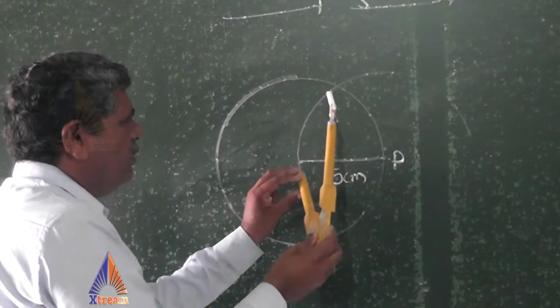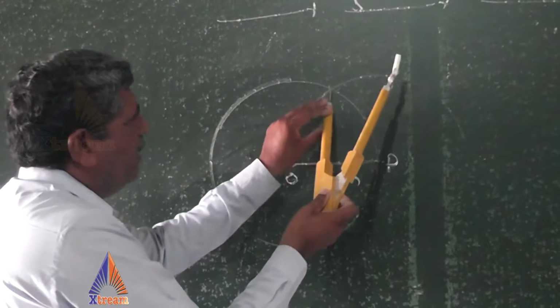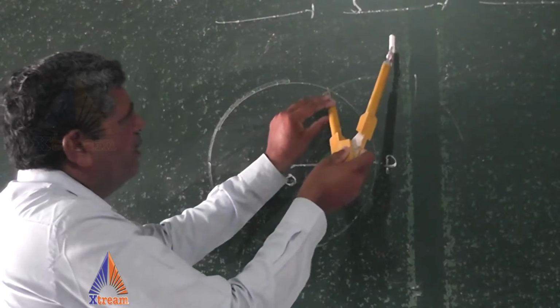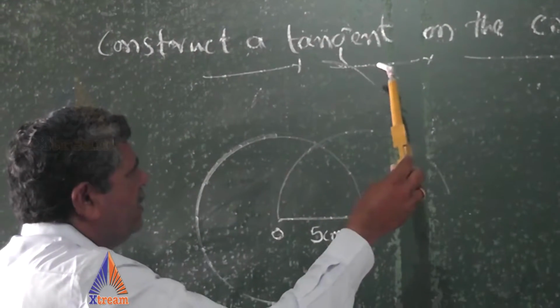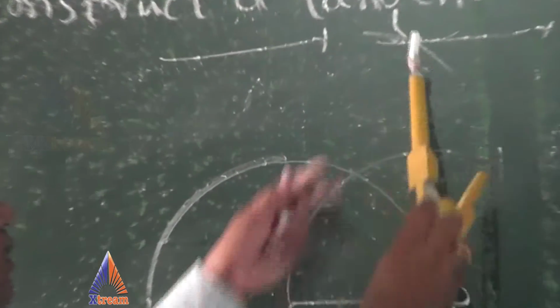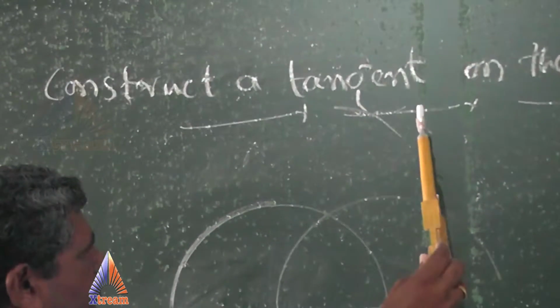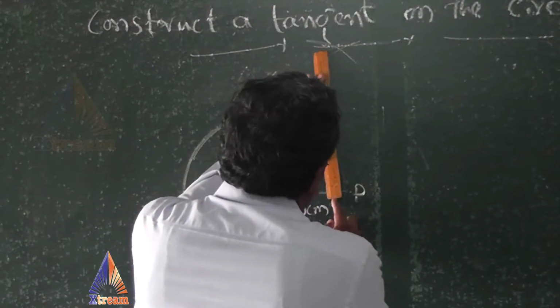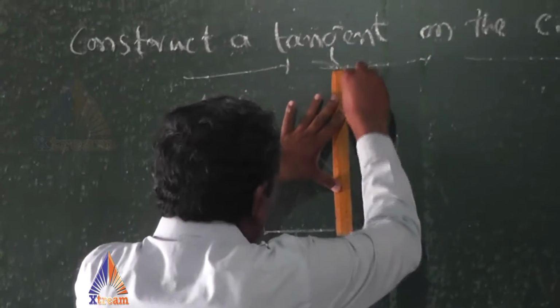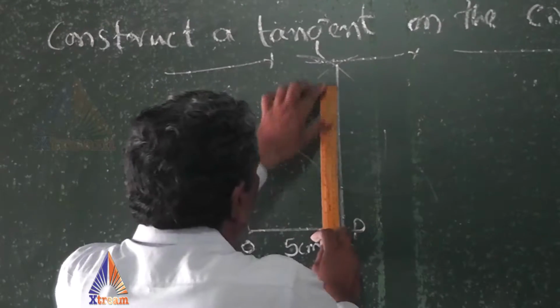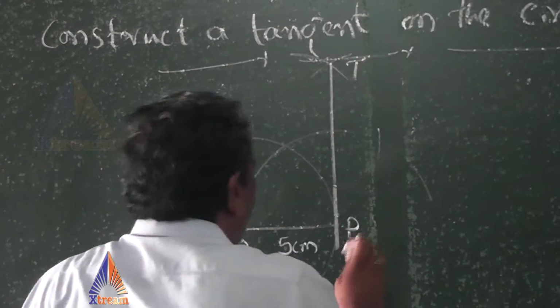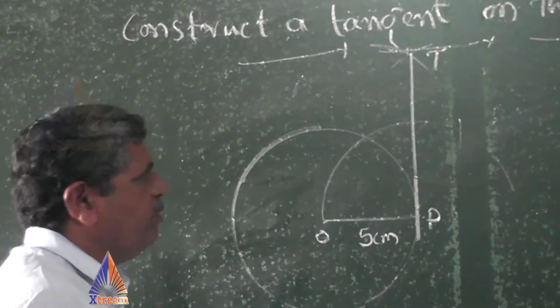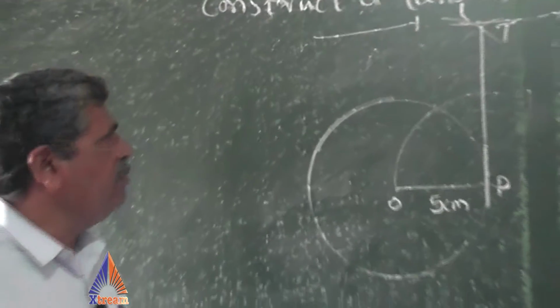Then mark one point with the same arm, and then another, next these two. This is the procedure of construction of the perpendicular. All of you can mark it. Then after joining these two points by a straight line, this is T. Then PT is the tangent. This is the required tangent you can draw on the circumference of the circle.